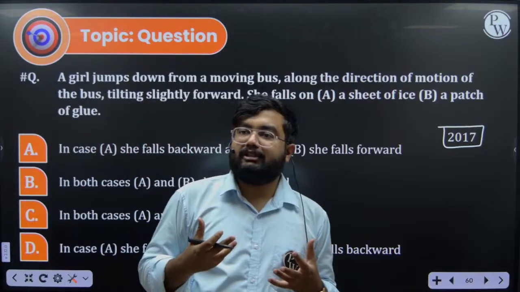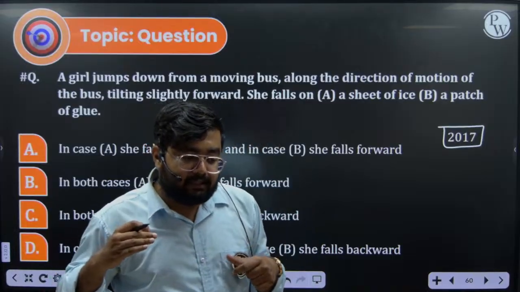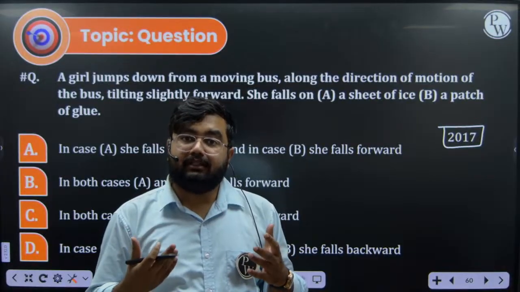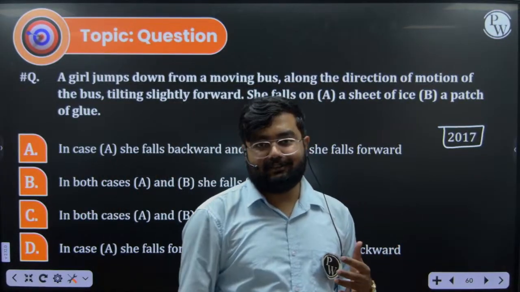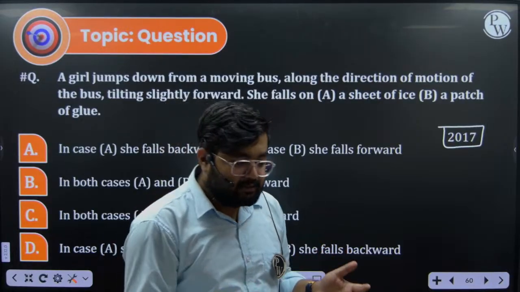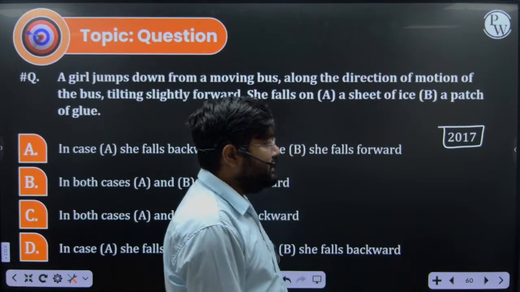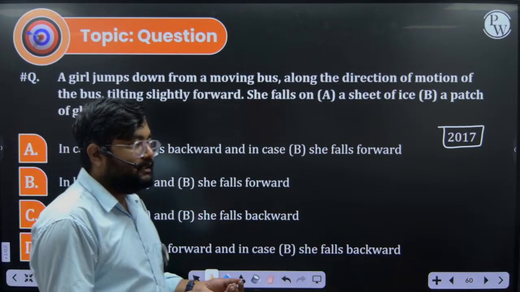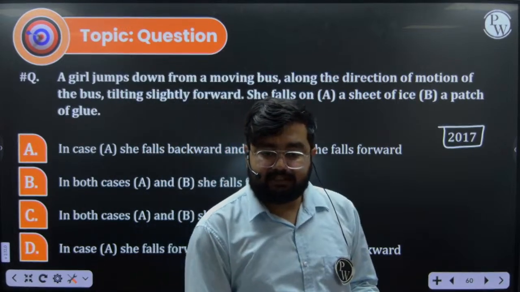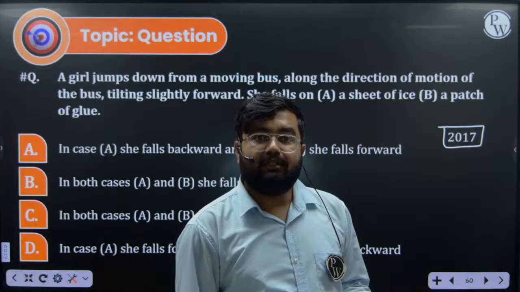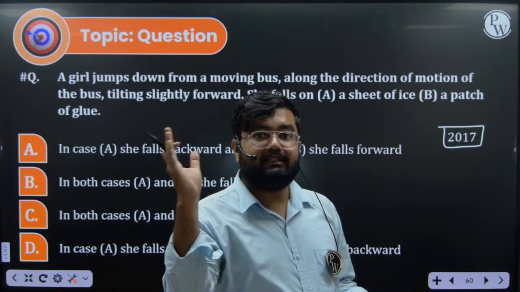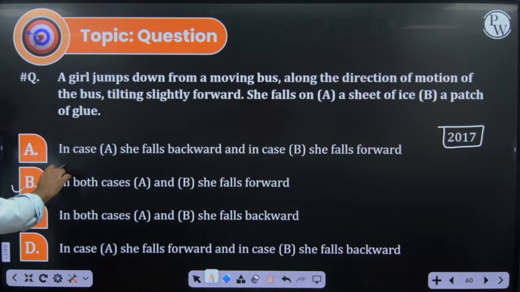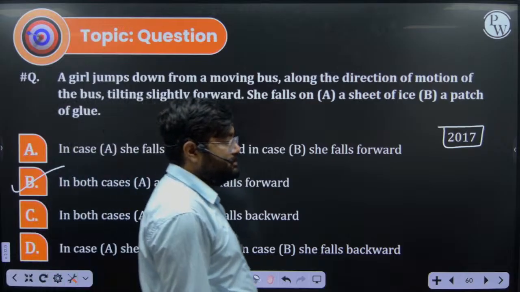This is again a question related to the first law, inertia. The inertia of the body is going along with the bus, so the girl will fall in that direction because of inertia. When the feet touch the ground, the feet come to momentary rest because they are in contact with the ground, but the upper body is still moving in the same direction, so the girl will fall forward. So in both cases, A and B, she falls forward.